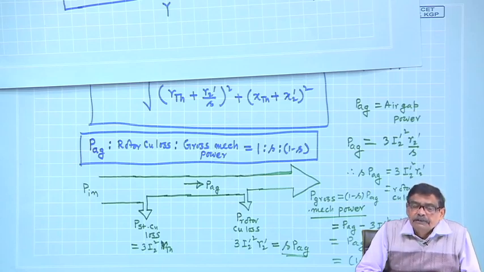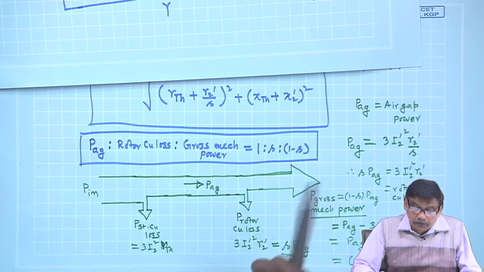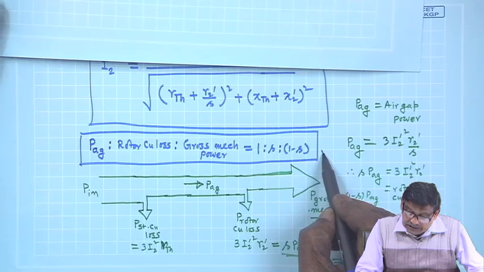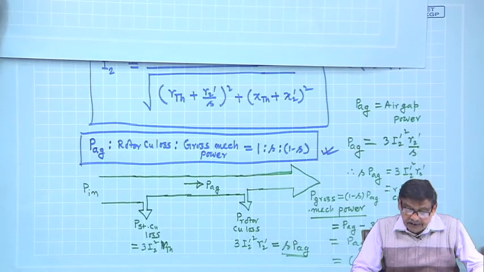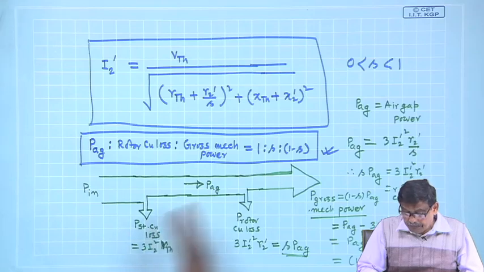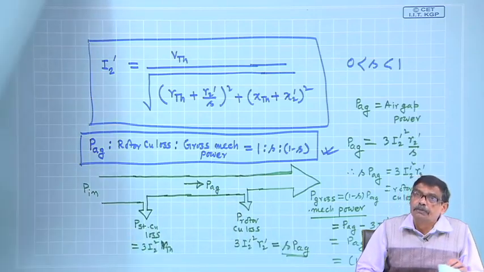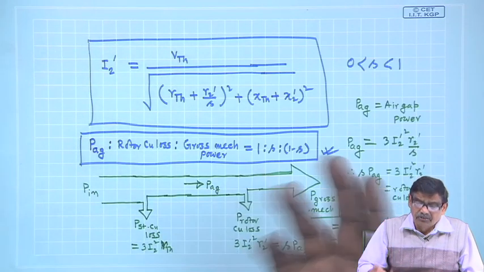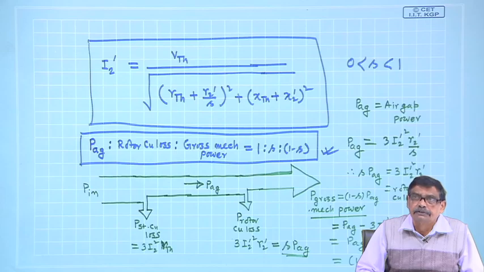What is slip? That is, the motor is operating at a speed N r, N s minus N r by N s. So, please go through this derivation, and next time we will continue with this and find out the expression of electromagnetic torque and then torque slip characteristics, etc. Thank you.